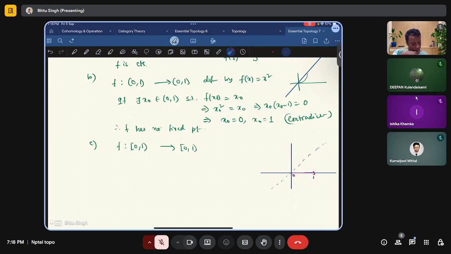Okay, let us consider this function x by 2, f(x) equal to x by 2. This has only one fixed point which is 0. Now we want something which has a fixed point here. We'll create a function which has a fixed point here, that is this.